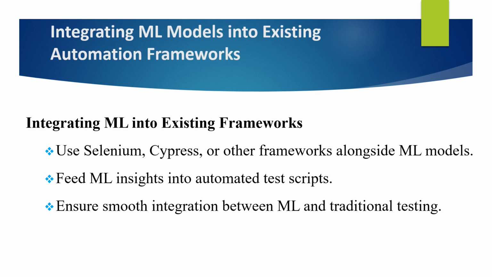Once your machine learning models are trained, you can integrate them into your existing automation framework. Whether you're using tools like Selenium, Cypress, or others, ML can complement your current methods. For example, you can feed insights from your ML models directly into your test scripts, automating which tests to run and when. This makes the entire testing process more dynamic and less dependent on static rules. By blending traditional automation with machine learning, you create a smarter, more adaptive QA environment.